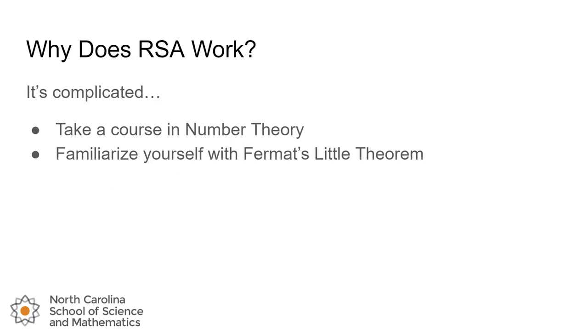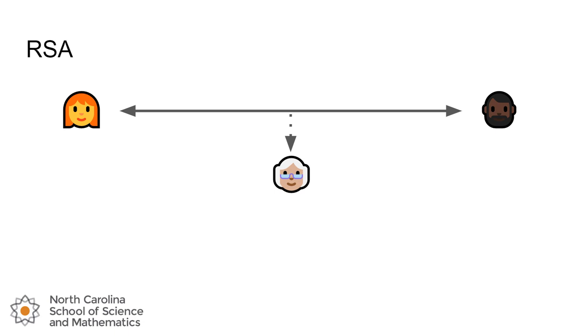So why does this work? Why is it secure? And how do we know that the encryption and decryption process actually works? That's a long answer. The short version is it's complicated. It's a little bit beyond the scope of this course to explain why those operations undo each other. So if you're interested in why that works, take a course in number theory or read up on Fermat's little theorem. Fermat's little theorem is the big mathematical result that's needed to prove that those two things actually will undo each other. So I'll leave a link in the video description if you want to go read up on that. Okay, let's see an example done in practice here.